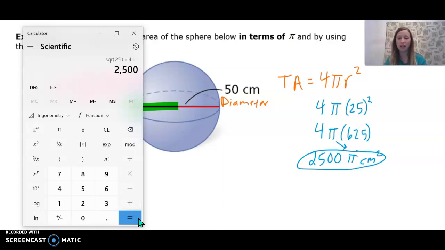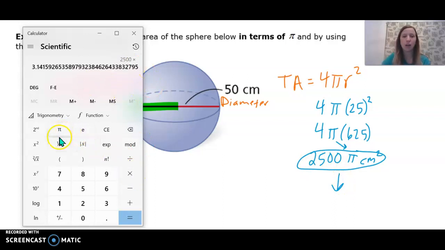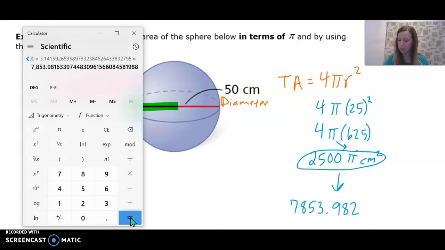Now, if I want to find out what that is as a decimal, then I'm going to take 2,500, which is already in my calculator, and I'm going to multiply it by pi. And then hit equals, and our answer as a decimal would be 7,853.982 if we're rounding to the thousandths place, and the unit is centimeters squared.